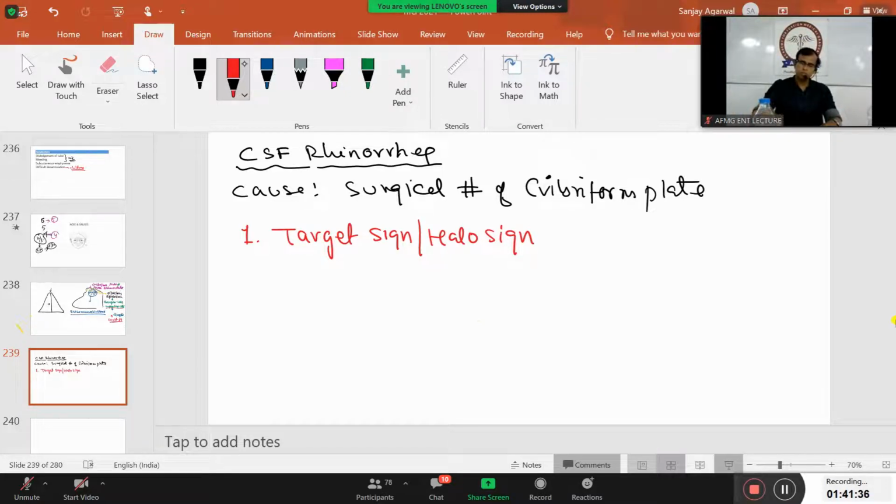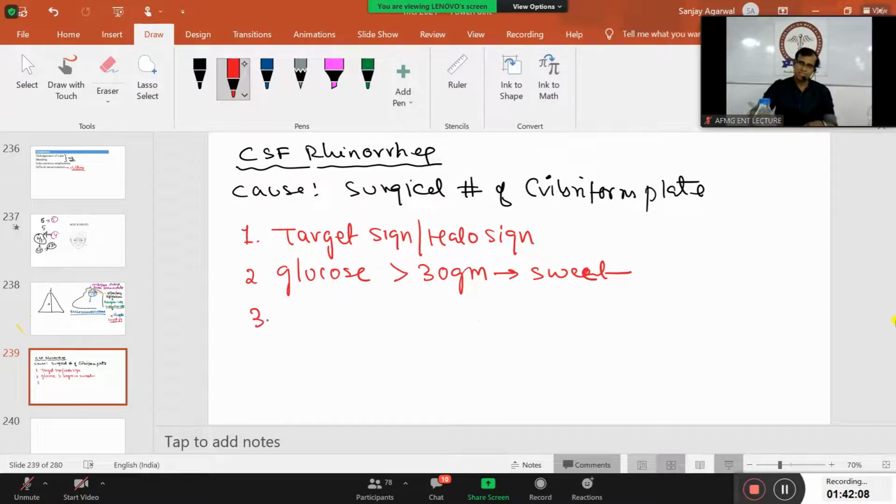Point number two, the glucose content. The glucose content of CSF is more than 30 grams. Nasal discharge mein 12 gram se kam hota hai, 12 gram. So which is more sweet? CSF is sweet. If you read the books, it says CSF is sweet and nasal discharge is salty.